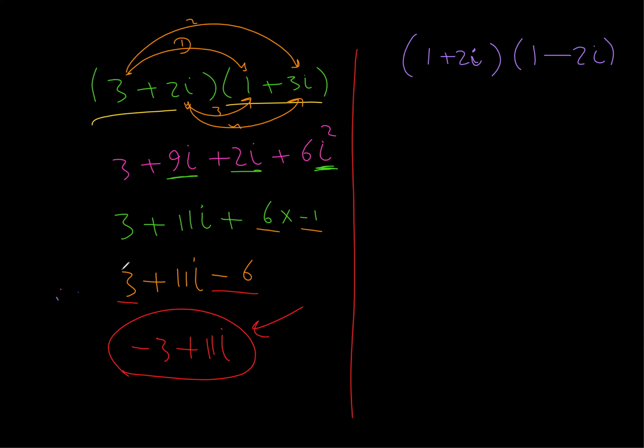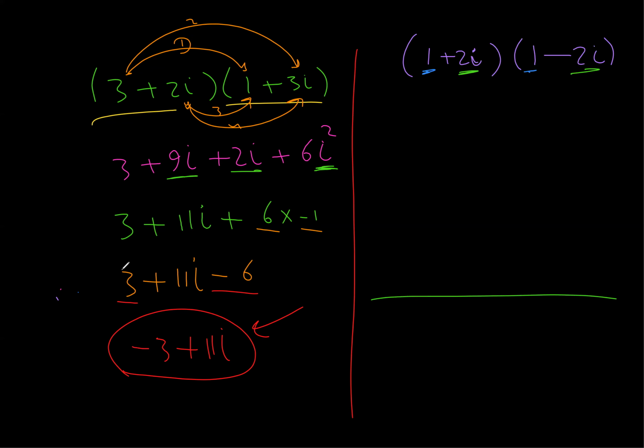Conjugate complex numbers are numbers that have a different sign, not in the middle, but for the imaginary part. So look, real, this is 1, this is 1. They have the same sign, positive 1, positive 1. But in the imaginary part, this is positive 2i and this is negative 2i.